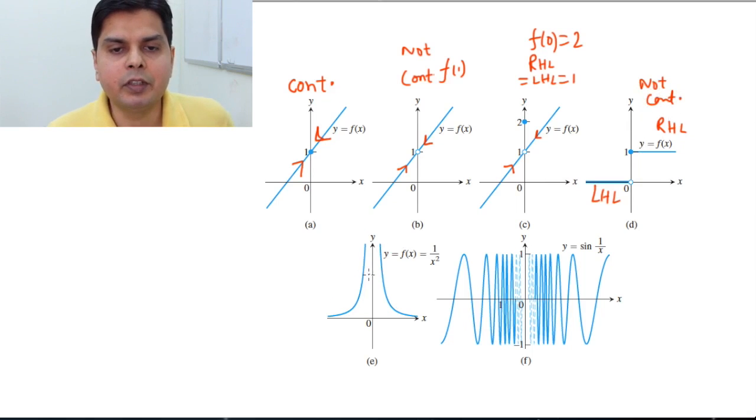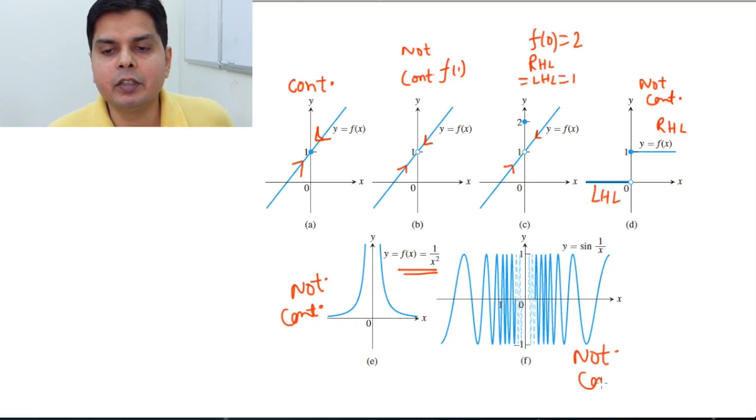You see this function here also, the left hand limit is going to infinity, the right hand limit is also going to infinity, but the function is not defined, because at x is equal to 0, 1 by x square is not defined, so this is also not continuous. You see this function. In this case we had seen in the previous lecture that the limit does not exist, because this function sin(1/x) is oscillating very vigorously. So this limit does not exist, so this function is also not continuous.